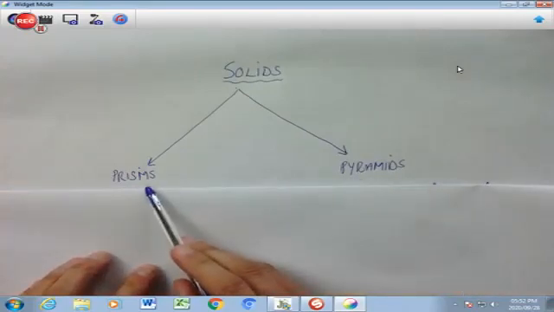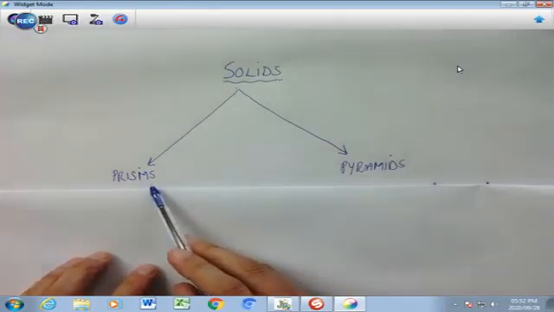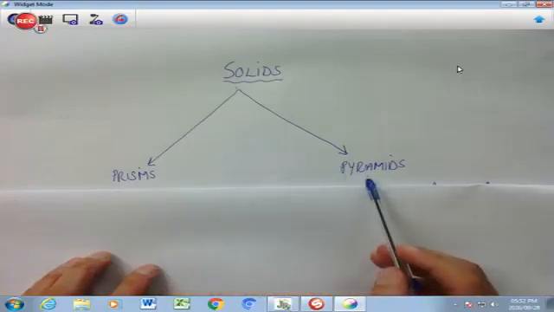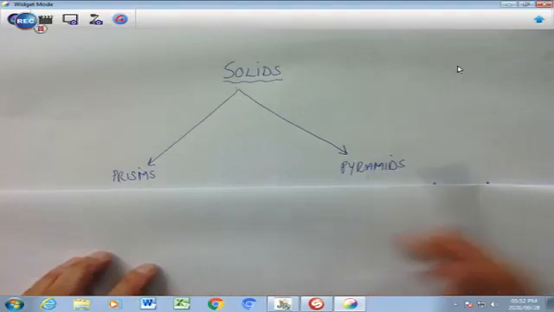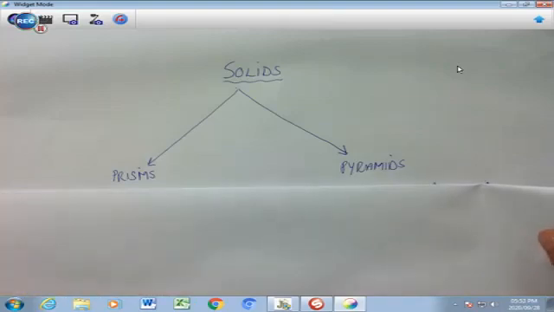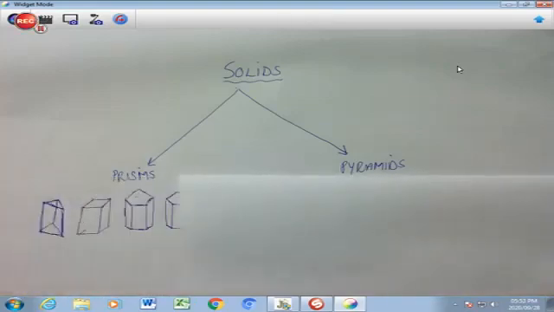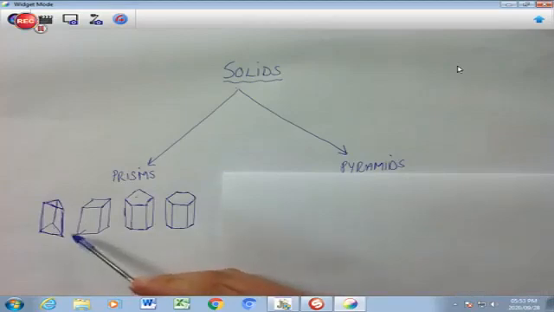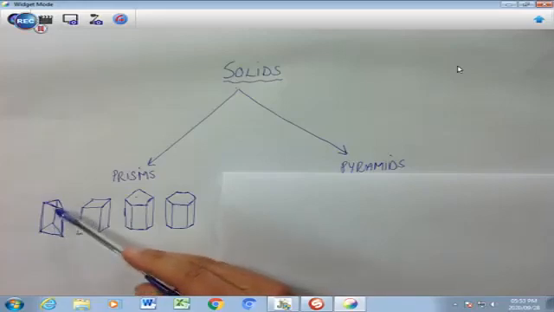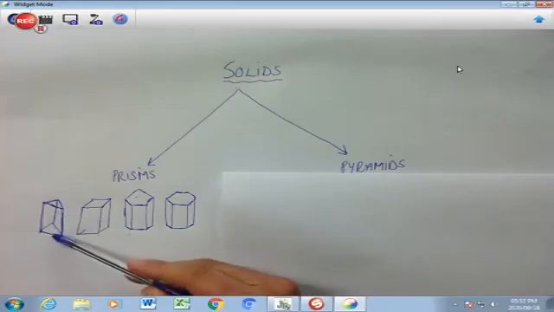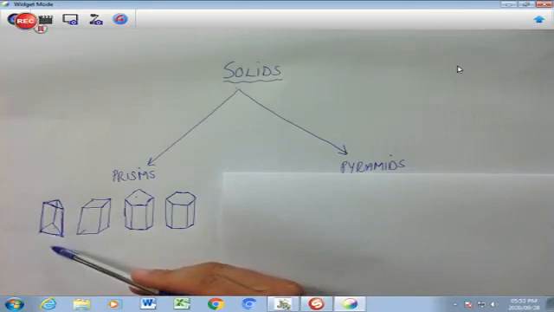You have prisms and you have pyramids. A prism is a solid component that has a base at the bottom and a base at the top. And a pyramid, like the Egyptian pyramids, has a base at the bottom and an apex at the top. So if you're going to look at a few examples of prisms, we will find that the shape of the bases, the top and bottom base of the prism, actually determines the name of the prism.